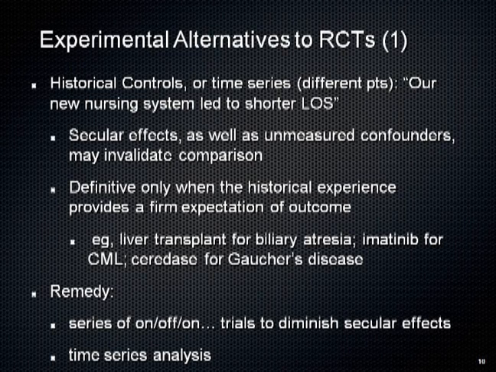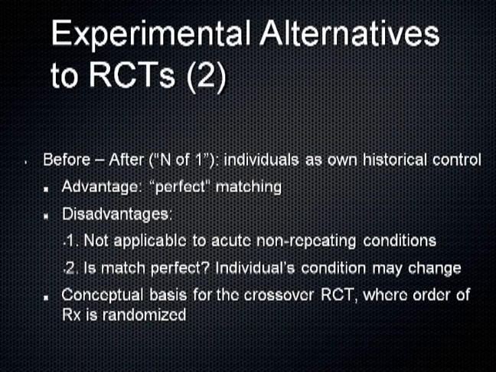The remedy is, well, there are some others. There's a series of on-off N of 1 trials. There are trials to diminish secular effects, and time series analysis. So in before and after N of 1 studies, you use the individuals as their own historical control. Sounds great. There was a big vogue, I don't know, 20, 25 years ago for this sort of thing. The advantage is you get what seems to be perfect matching. I mean, patient 1 versus patient 2 is the same patient. But that's not always the case.